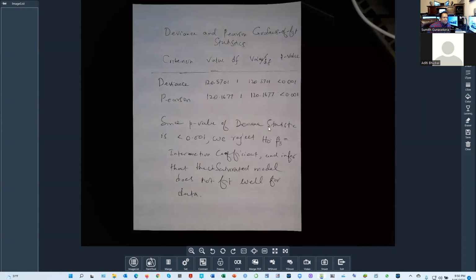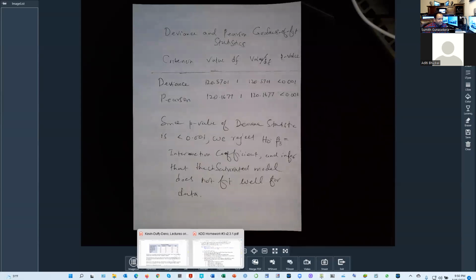Since the p-value for the deviance statistic is less than this, we reject H0, meaning the interaction coefficient, and infer that the unsaturated model does not fit well for the data. So that means you have to do some kind of remedy. That's the discussion you have to build up. You have to get this one and then compare. That's what they were asking.